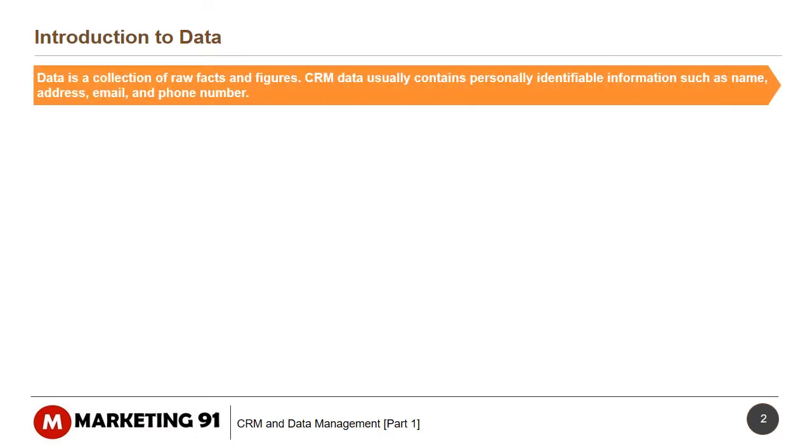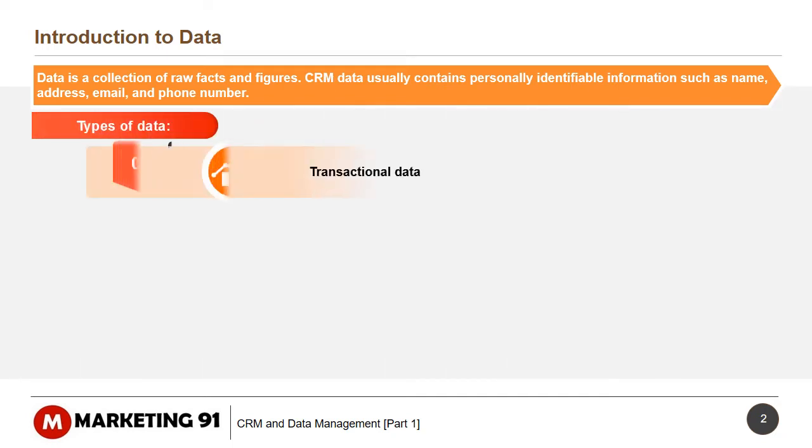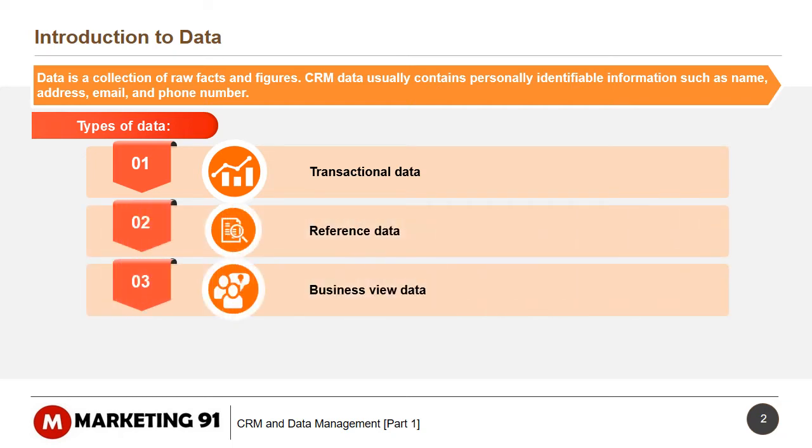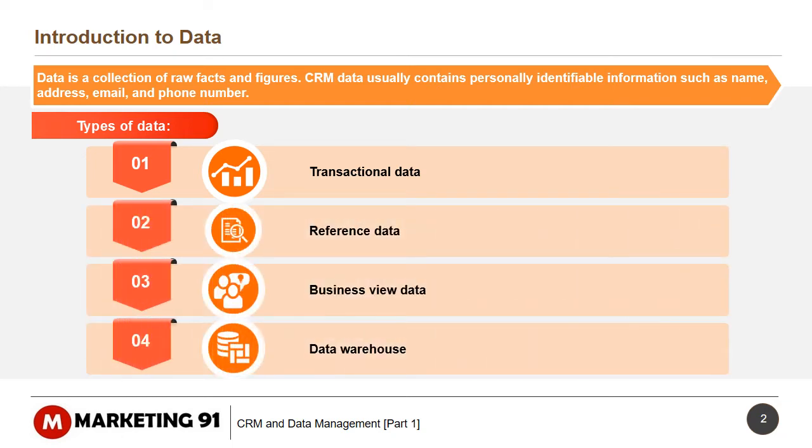Introduction to data. Data is a collection of raw facts and figures. CRM data usually contains personal identifiable information such as name, address, email, and phone number. Types of data: transactional data, reference data, business view data, and data warehouse.